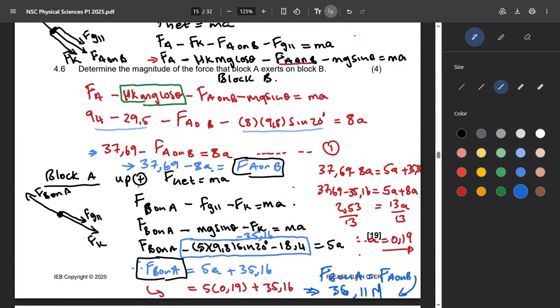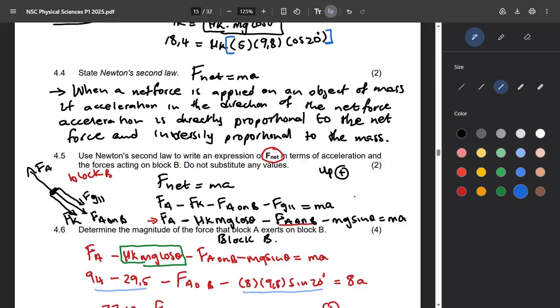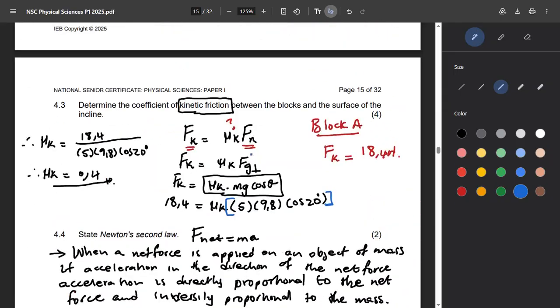All right, and that's it for this one for Newton's law.